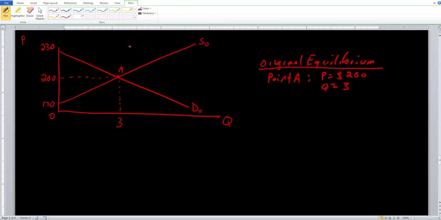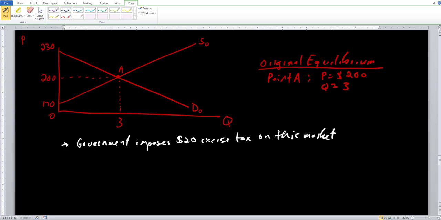Now let's suppose that the government is going to impose a $20 excise tax on this particular market. So this is the change that we're going to be introducing. The government imposes a $20 excise tax on this market. We know that it's going to affect our supply curve because taxes affect supply, and it's going to increase our equilibrium price by something less than $20, just based on what we've said so far.